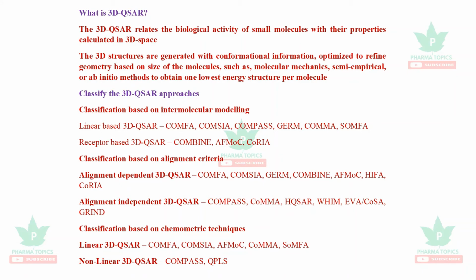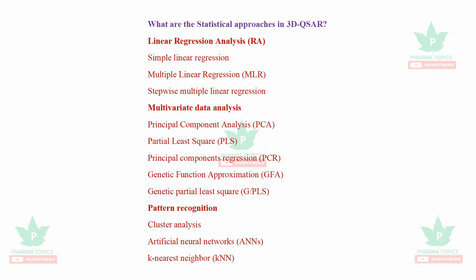There are many techniques in this: COMFA, COMSIA, COMPASS, GERM, Combine, AFMOC and CORIA. All these models have connectivity with the alignment, connectivity with the chemometric techniques. So, statistical approaches in 3D QSAR. There are 3 statistical approaches.